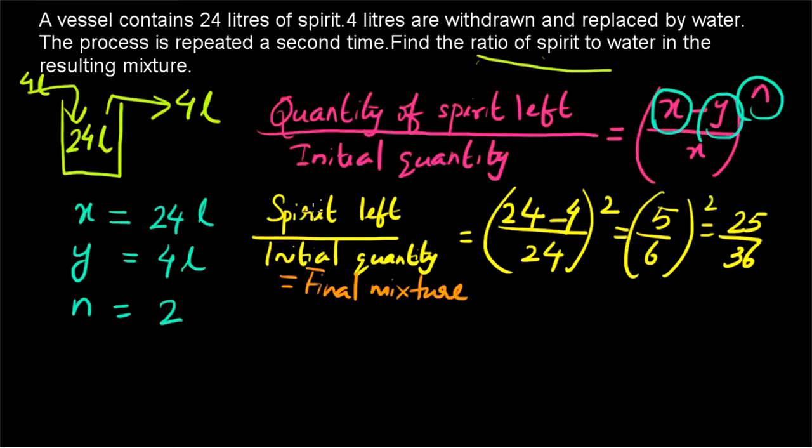So now we have the ratio of spirit in the final mixture to the amount of final mixture as 25 by 36. Now let's take the final mixture as equal to 1. So let the final mixture quantity be equal to 1.